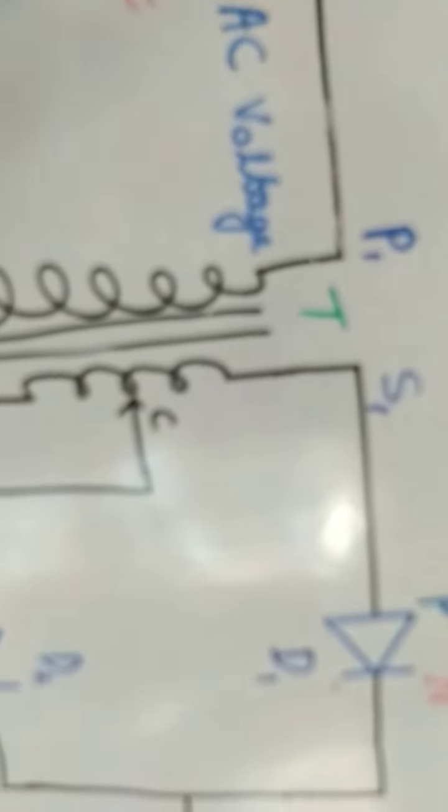The input AC voltage which is to be rectified is applied across the primary of the transformer. This is the primary of the transformer, and the secondary terminals of the transformer, S1 and S2, are connected to the P region of both diodes D1 and D2, and the common terminal of both diodes D1 and D2 is connected to the center tap of the transformer through the load resistance. So in this way the output is taken across the load resistance.